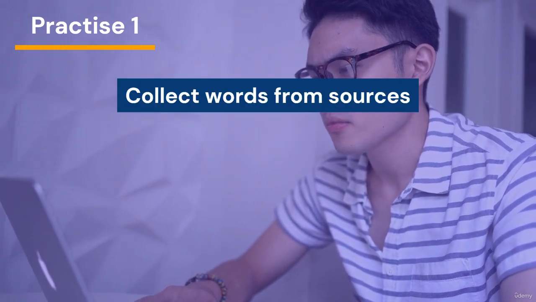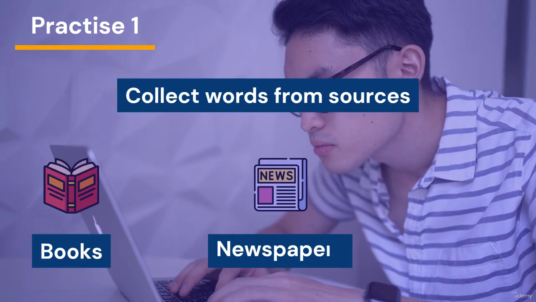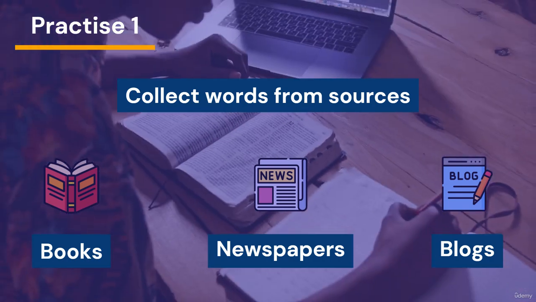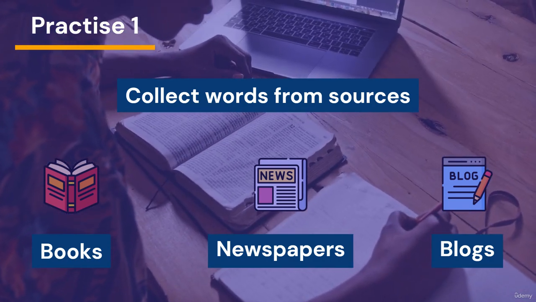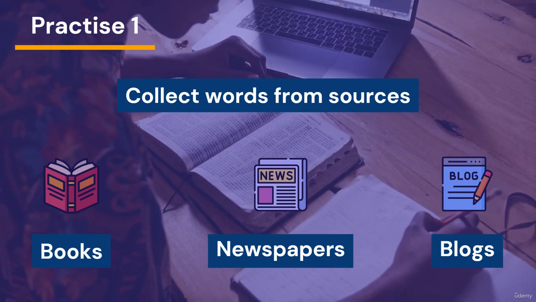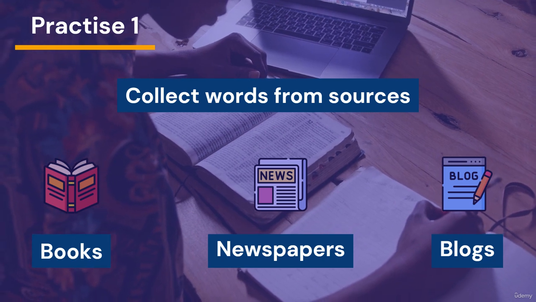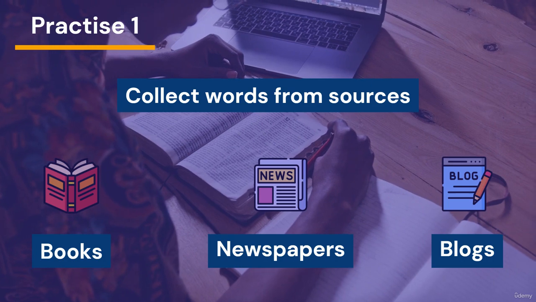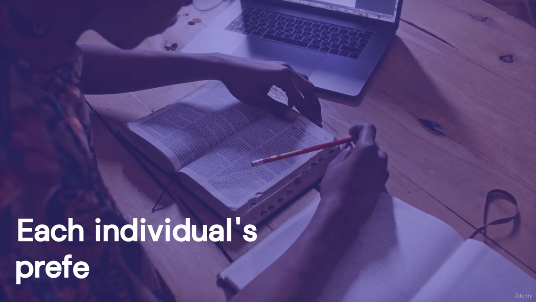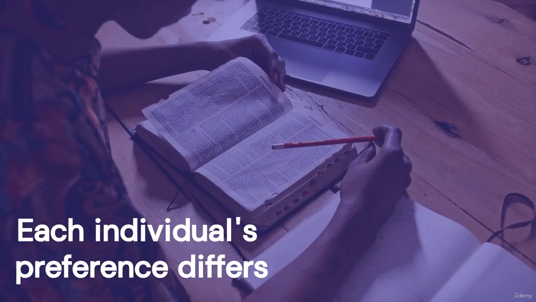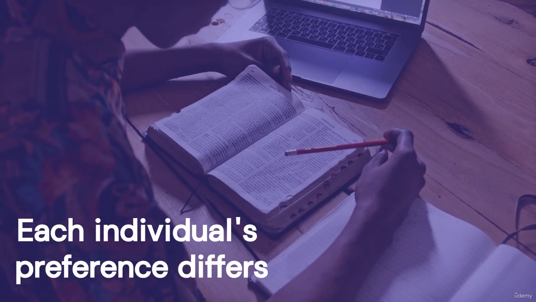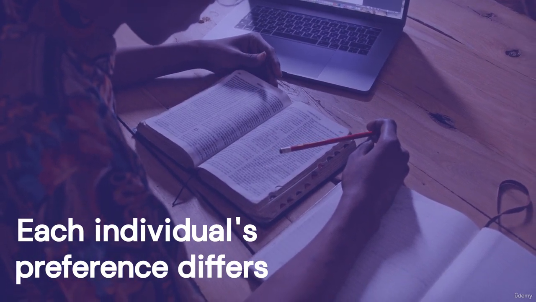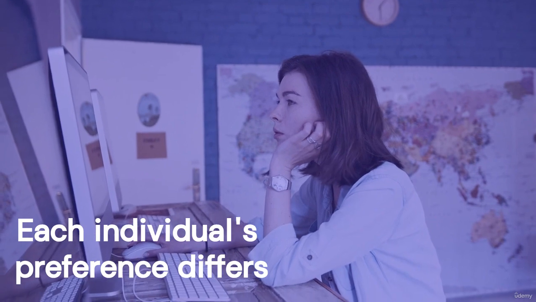The first step in this practice section is to collect words from sources such as books, newspapers, or blogs. You might wonder why you should use sources like books, newspapers, or blogs for words when you can obtain them directly using ChatGPT. The answer is simple. While ChatGPT can give new words, each individual's preference differs, and only words from the required source can give you the desired output.